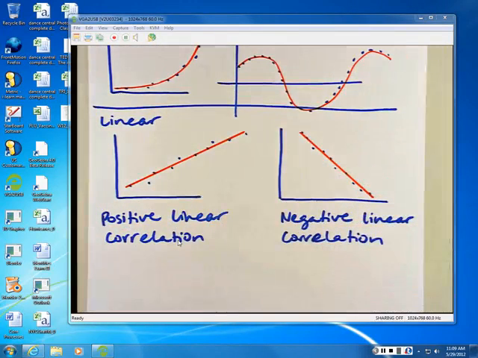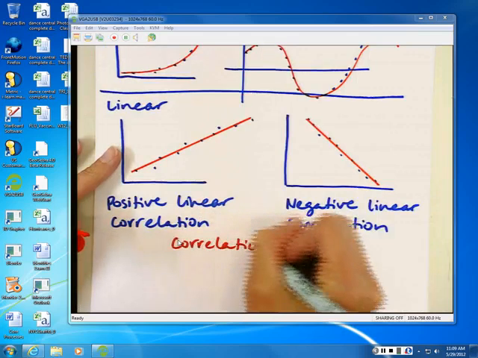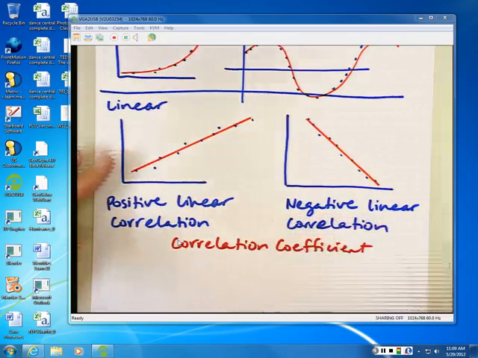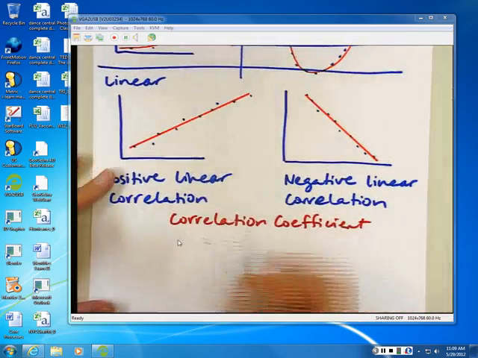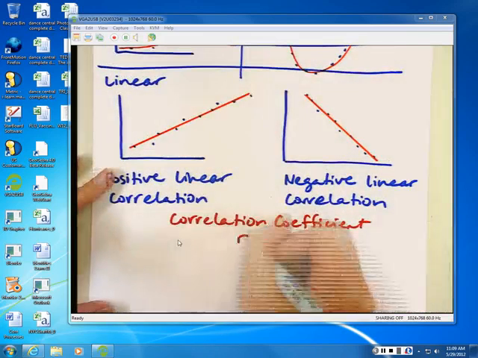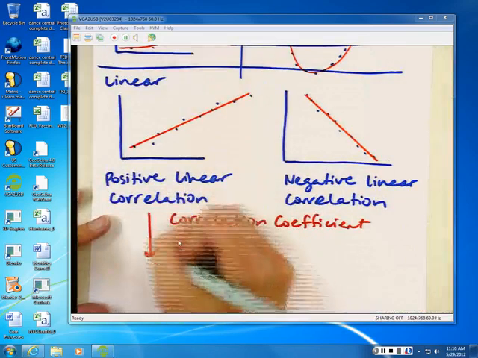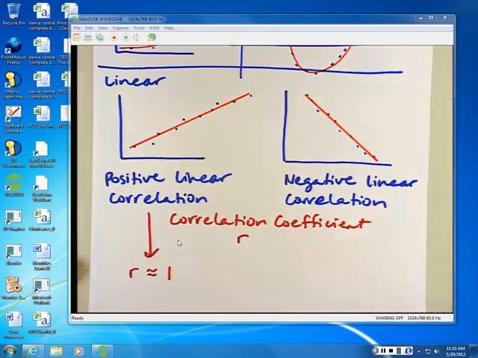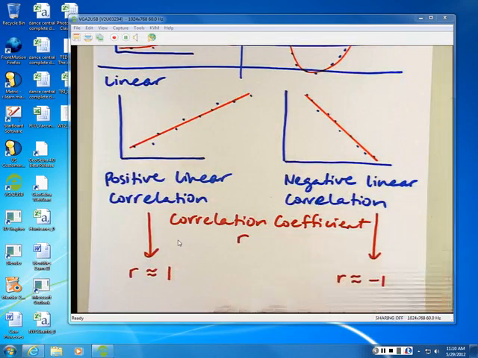We also have what's called a correlation coefficient. Your book has a really long calculation, and we are not going to use that. Instead, we're going to grab it off of the computer. Yay, which is way easier. So this correlation coefficient, which is R, can be described for each of these. For a positive linear correlation, that means that R is about 1. For a negative linear correlation, that means R is about -1.